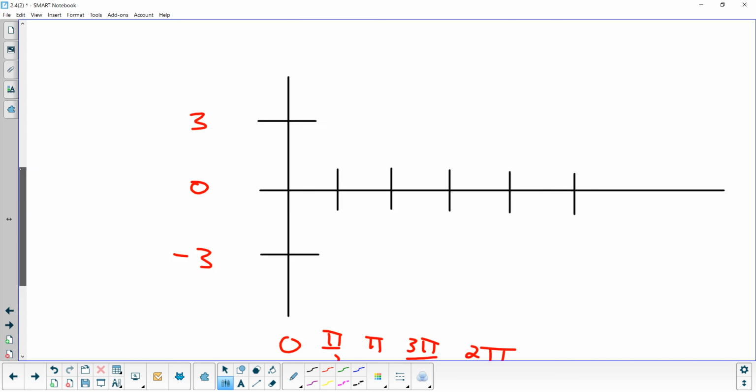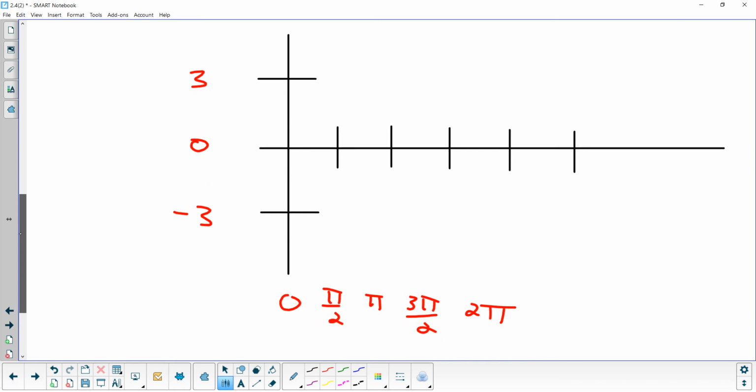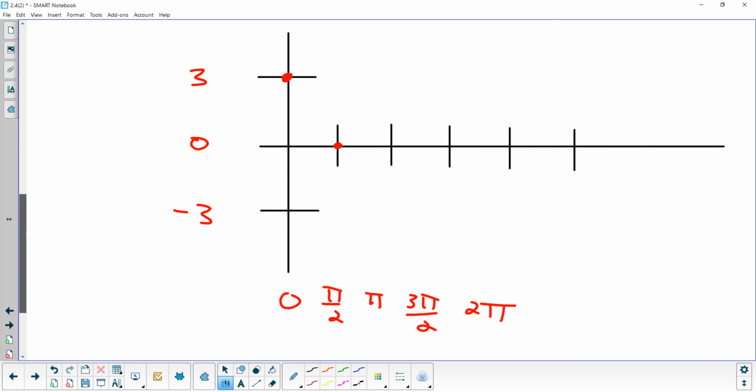Okay. All right, let's graph our points. 3, 0, -3, 0, 3. So 3, 0, -3, 0, and back to 3. Okay, remember that again, it's a part of a wave, so try to make it look like that. And it would continue on, like that. We don't have to keep drawing it. Okay, any question on that?